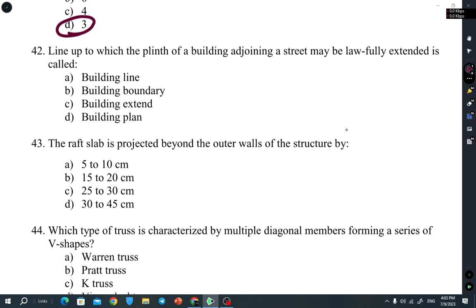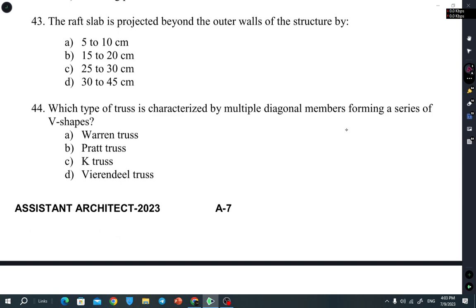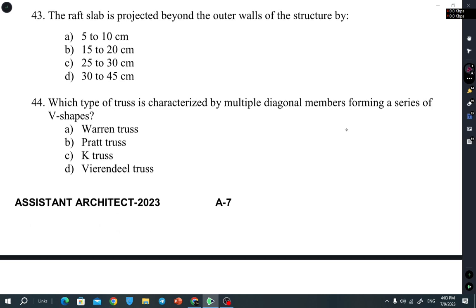Line up to which the plinth of a building adjoining a street may be lawfully extended is called as option A, building line. The raft slab is projected beyond the outer walls of the structure by option D, 30 to 45 centimeter. Which type of truss is characterized by multiple diagonal members forming a series of V shapes? Option A, Warren truss.